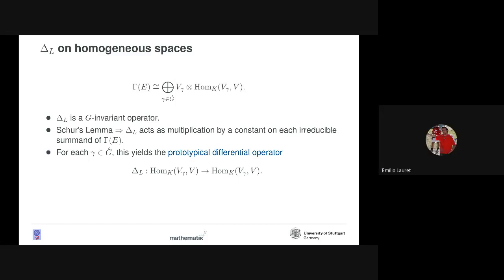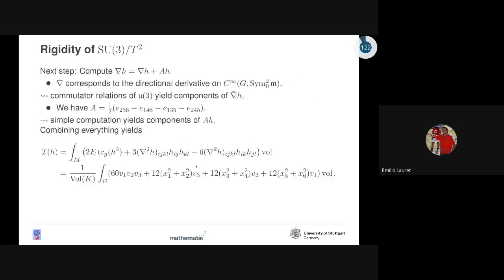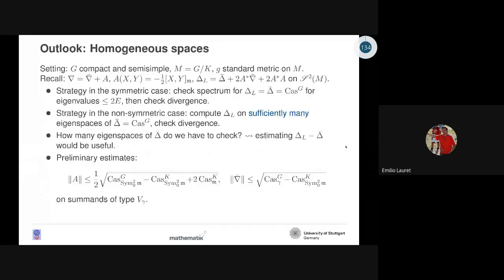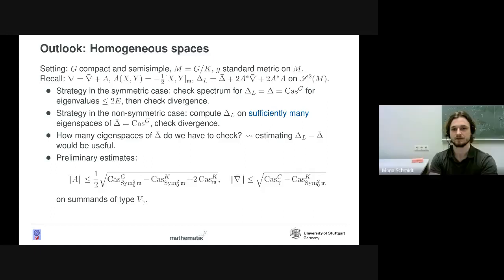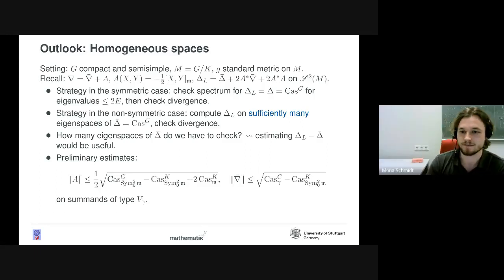Okay, and could you go again to the last slide? About the strategy in the standard non-symmetric case. Yes. You compute sufficiently many eigenspaces, and what do you do with these numbers? I'm not sure if I understood the method. Yes. The point is that we have some estimate between those.